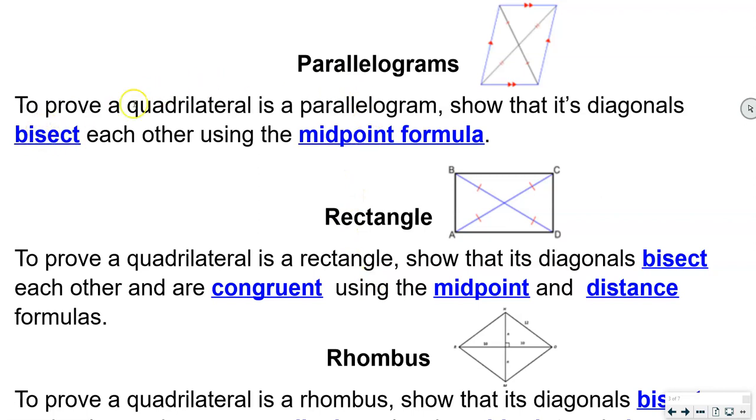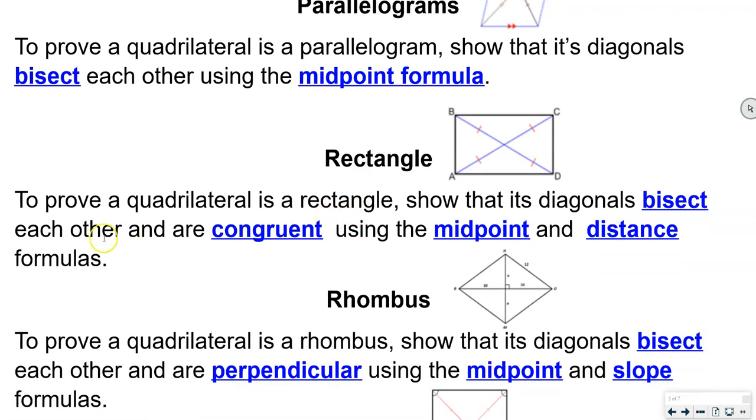Parallelogram. To prove a quadrilateral is a parallelogram, you have to show that its diagonals bisect each other using the midpoint formula. Here's your blanks, bisect and midpoint formula. With a rectangle, to prove a quadrilateral is a rectangle, you show that its diagonals bisect each other and are congruent using the midpoint and the distance formula. Or, remember, we sometimes don't use the distance formula, we do rise over run, so we use Pythagorean's theorem.